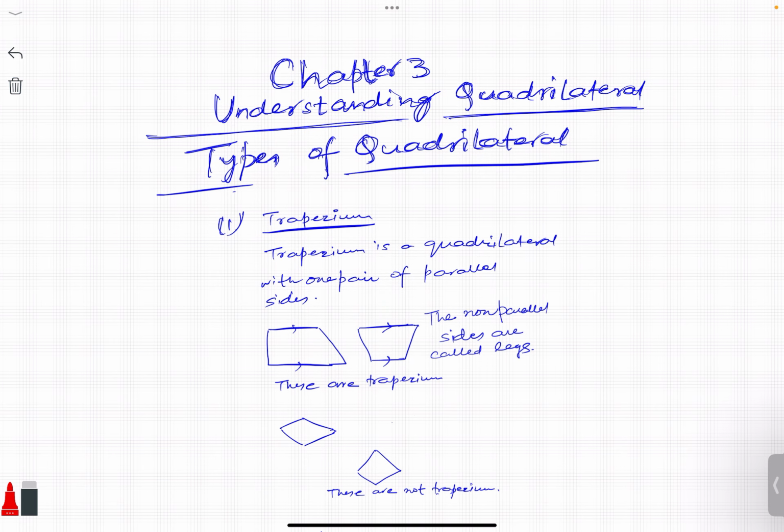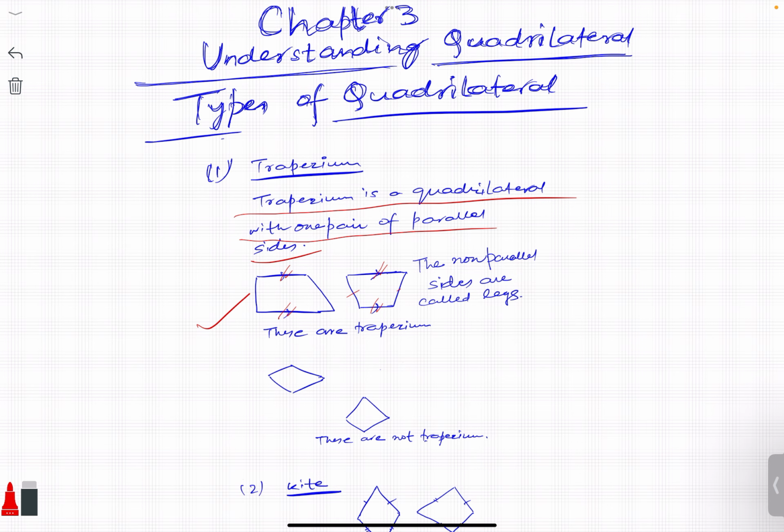First is the trapezium. A trapezium is a quadrilateral with one pair of parallel sides. The non-parallel sides are called legs. So these are trapeziums, and these are not trapeziums.